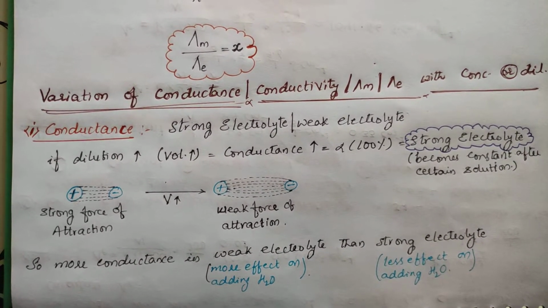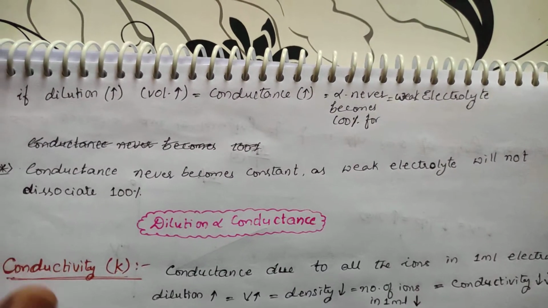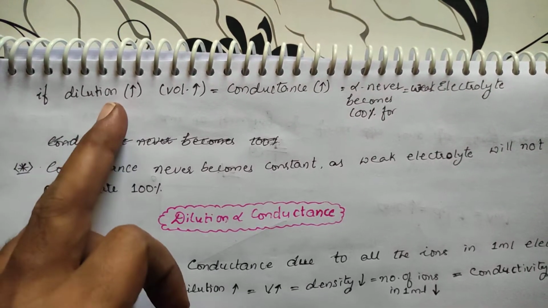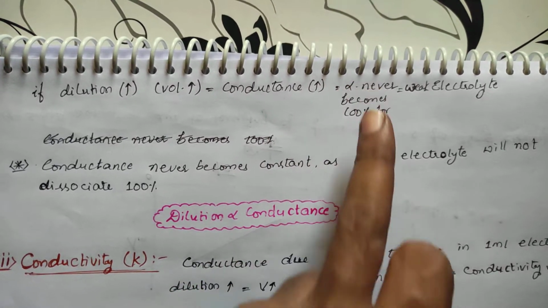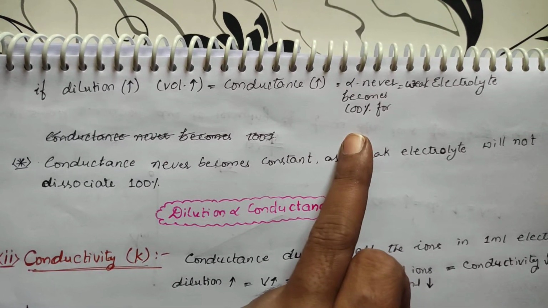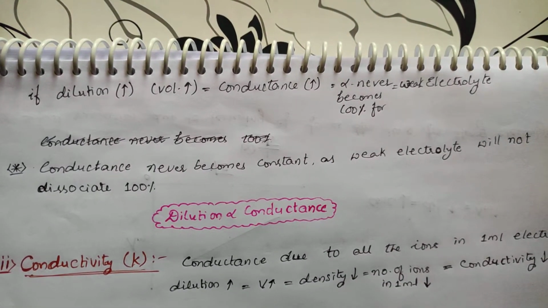But for the weak electrolyte, it goes on increasing because the degree of dissociation for the weak electrolyte is very low, right? In the case of a weak electrolyte, if you increase dilution, the volume will be increased, the conductance will be increased, and alpha never becomes 100%, because as it is a weak electrolyte, the degree of dissociation will not be 100%. This is what I have said.